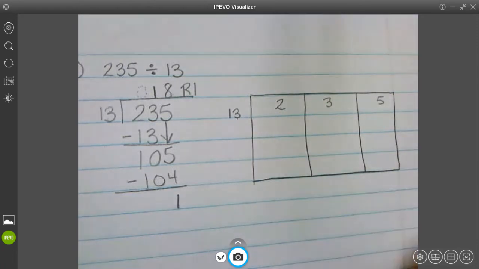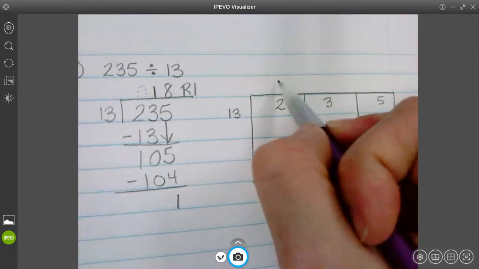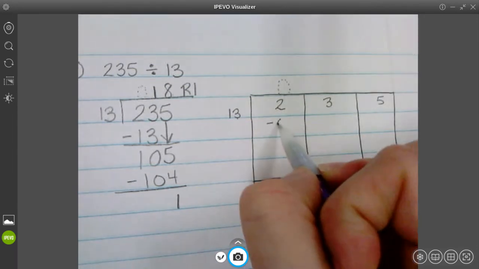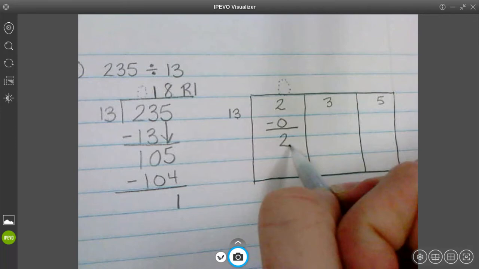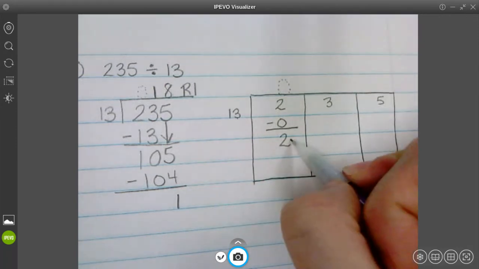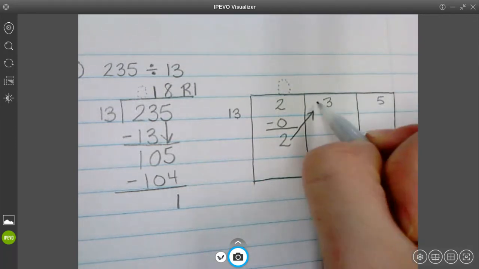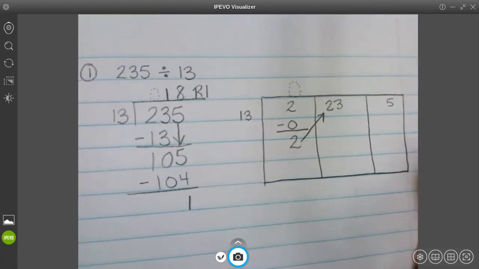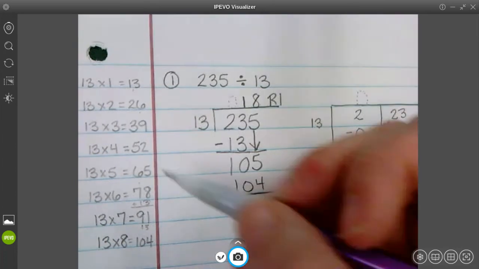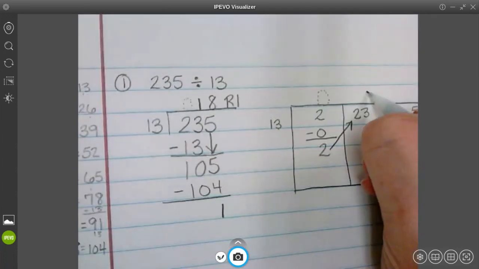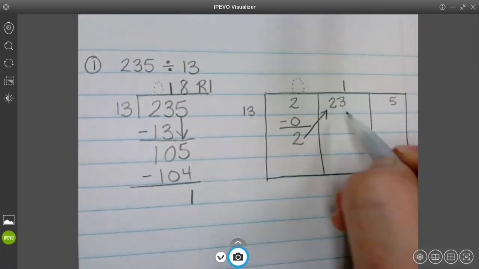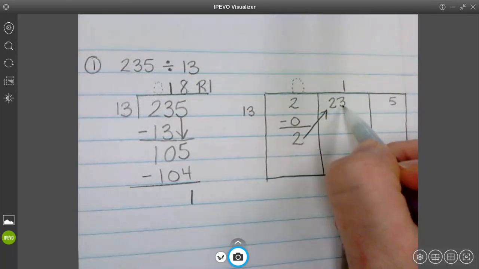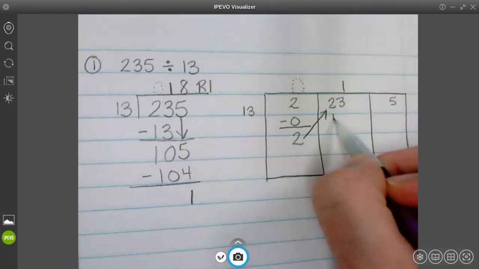Now, how many times will 13 go into 2? Well, we already said none, right? We didn't take anything out. We'll still have 2, right? Now we're going to carry it to the next place. How many 13s go into 23? Well, same thing, only one time. How many 13s go in there? One time. 1 times 13, 13.